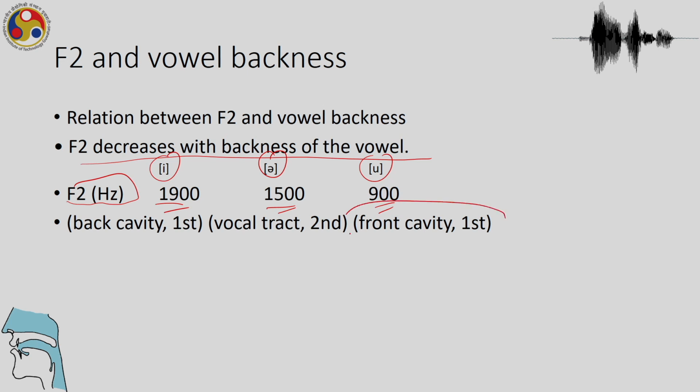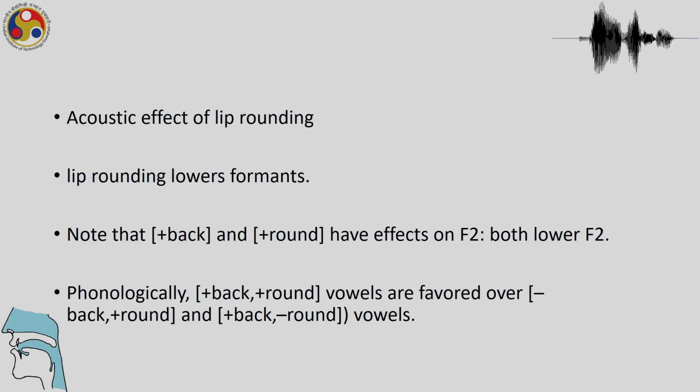So here, for the production of the vowel oo, the F2 decreases with the backness of the vowel because it is the first resonance of the front cavity, and for E it's the first resonance of the back cavity, and for schwa this is the second resonance of the vocal tract, supraglottal. So acoustic effect of lip rounding.